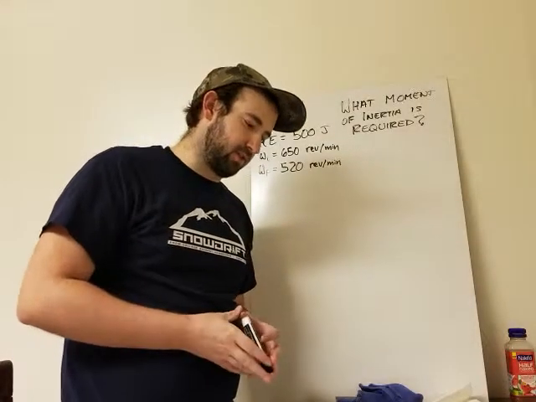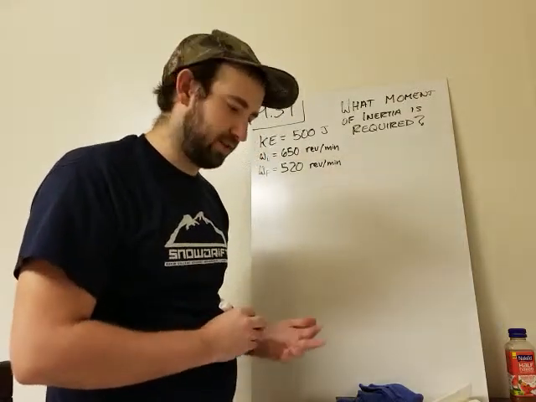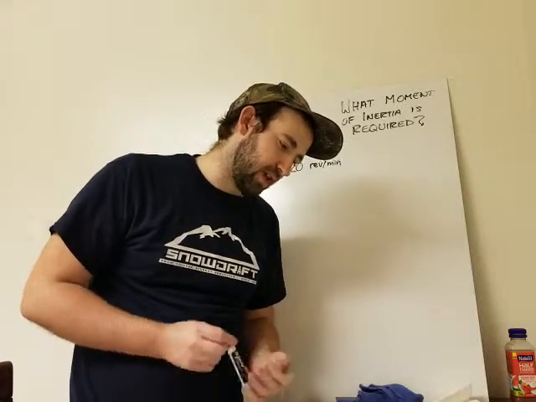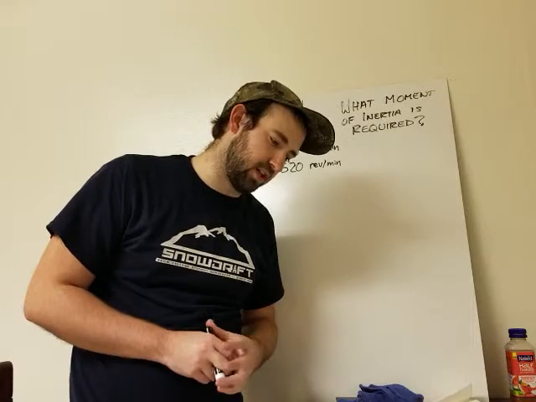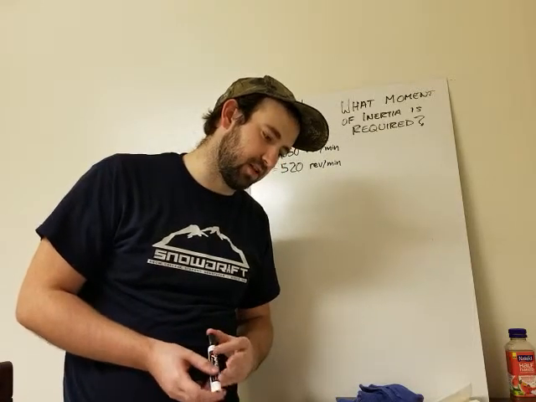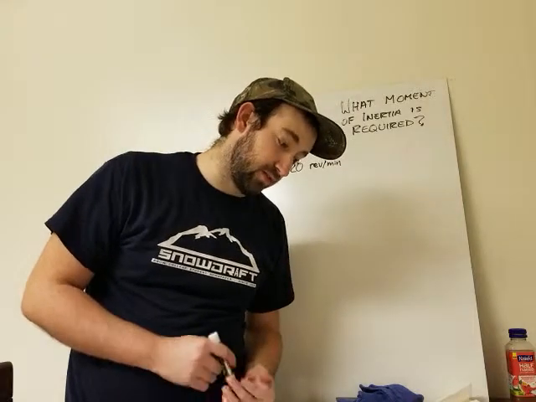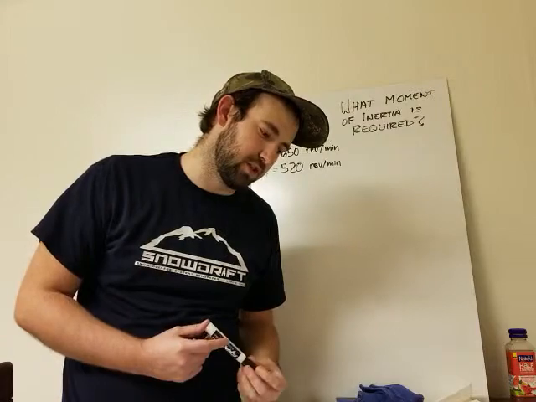Hi everyone. I'm going to go over question number 9.39 from the Chapter 9 Bingo Problems. The question says, the flywheel of a gasoline engine is required to give up 500 joules of kinetic energy while its angular velocity decreases from 650 revolutions per minute to 520 revolutions per minute. What moment of inertia is required?